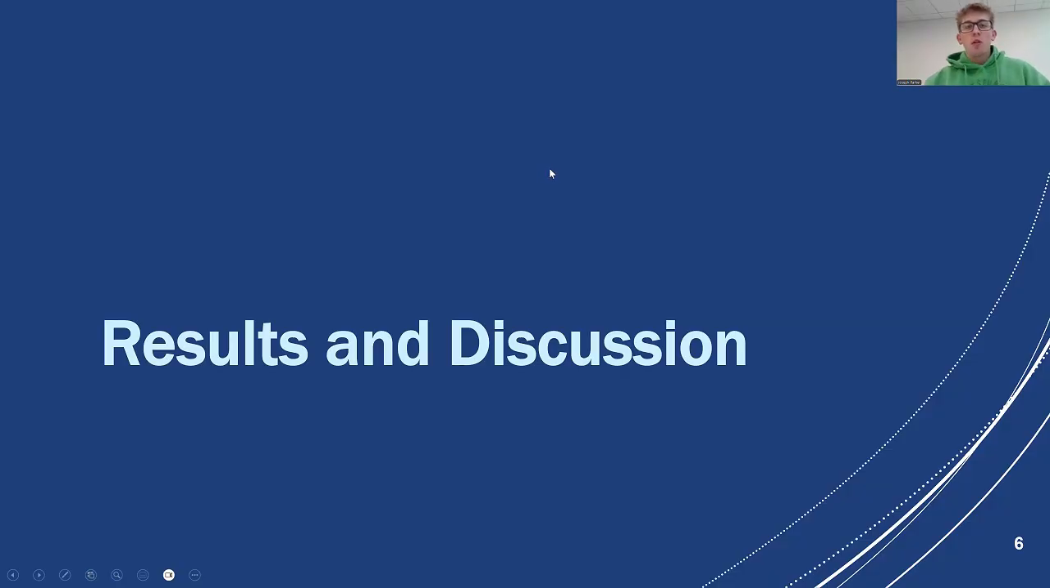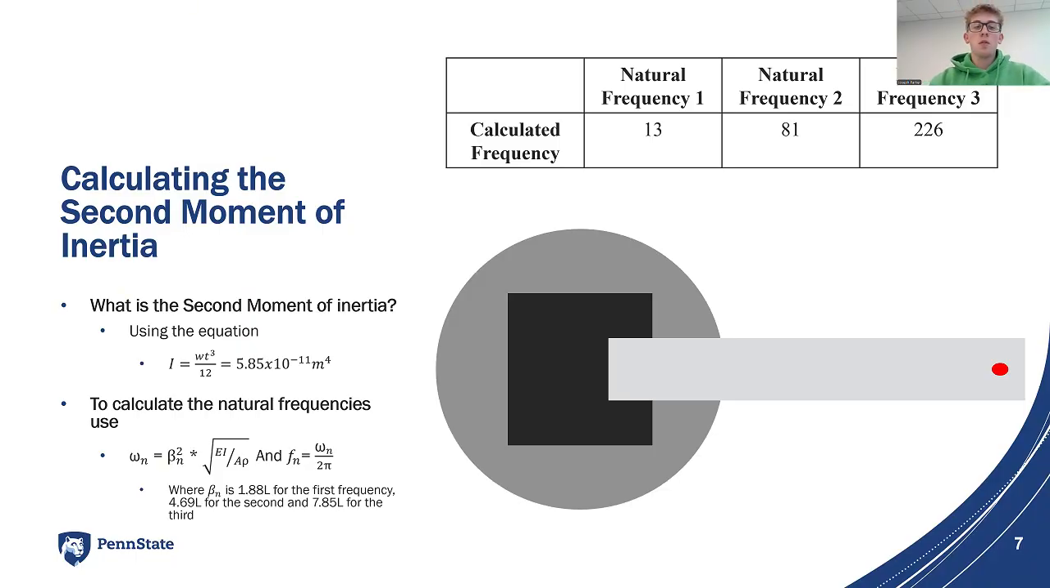Thank you, Gabby, for talking about how we ran through this experiment. I'm Joe, and I will now talk about what we got from doing this experiment and what exactly that means. So we need to calculate the second moment of inertia, which is taken from the width and thickness of the beam, which was measured with a caliper, which is a more precise measuring tool.